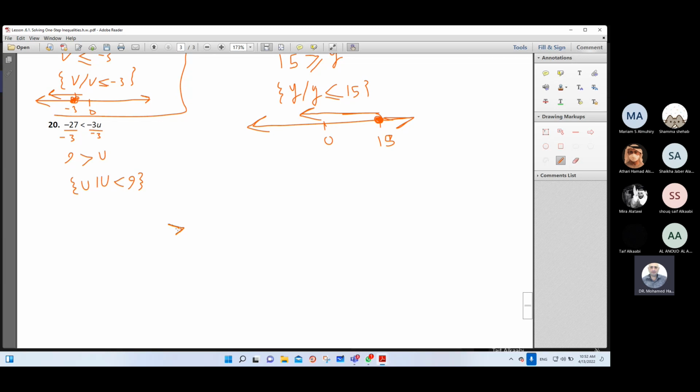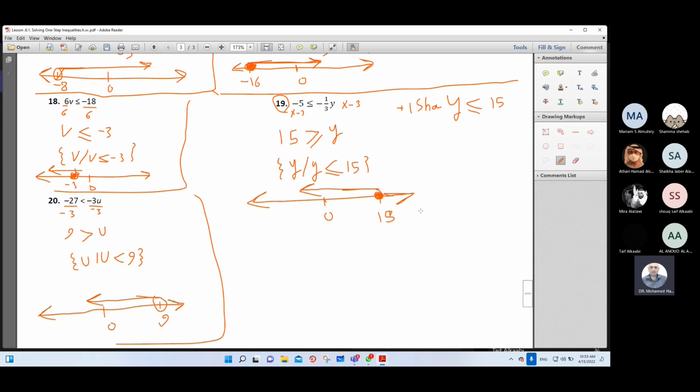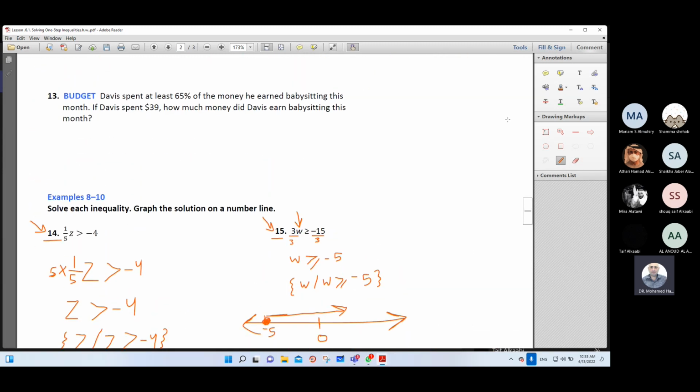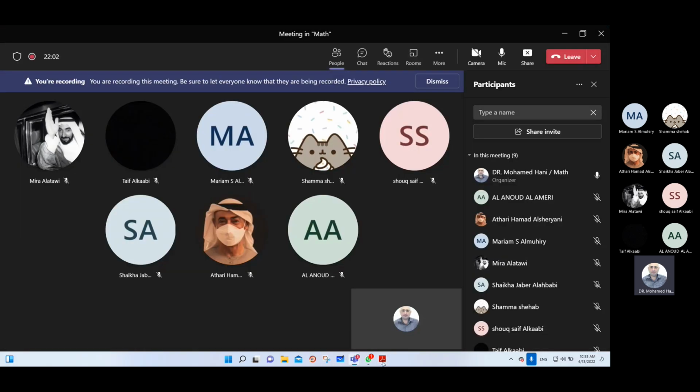So the graph here, this is here the 0, this is here 9. We don't have sign equal in the sign, so use open circle. Then u less than means the direction to the negative side. Who has any question about this extra practice? Are all ideas clear for you? No questions? Okay.